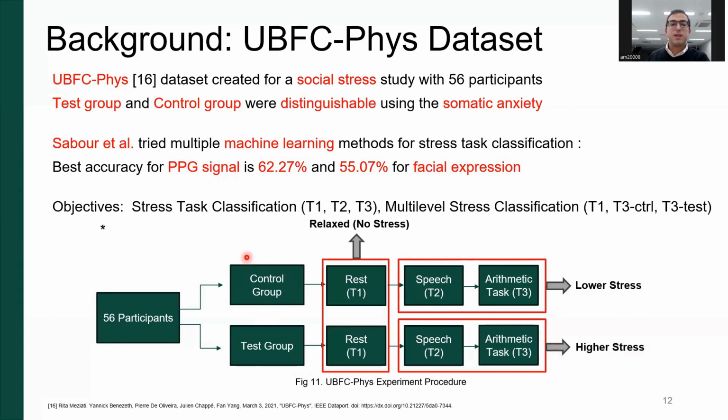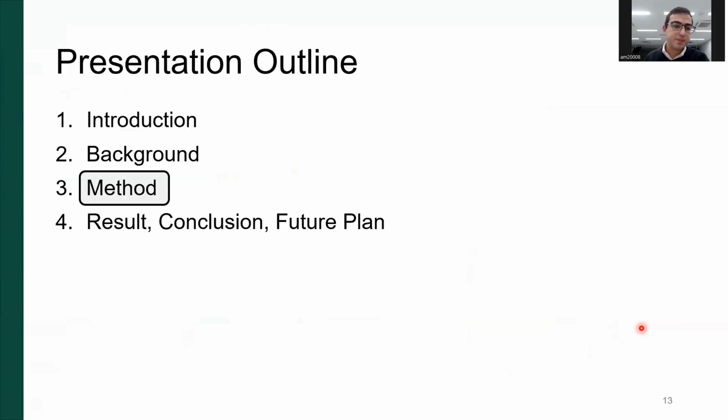So our objective is to do stress task classification for T1, T2, and T3, and multi-level stress classification: no stress, lower stress, and higher stress. For this, we are using the arithmetic tasks because we believe this is the most difficult task among the others. And we'll be using the rest task, the arithmetic task of the control group, and the arithmetic task of the test group: relax, lower stress, and higher stress.